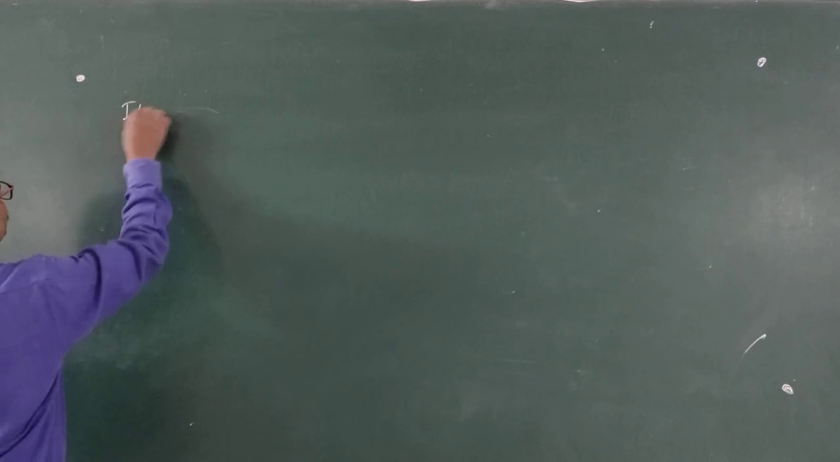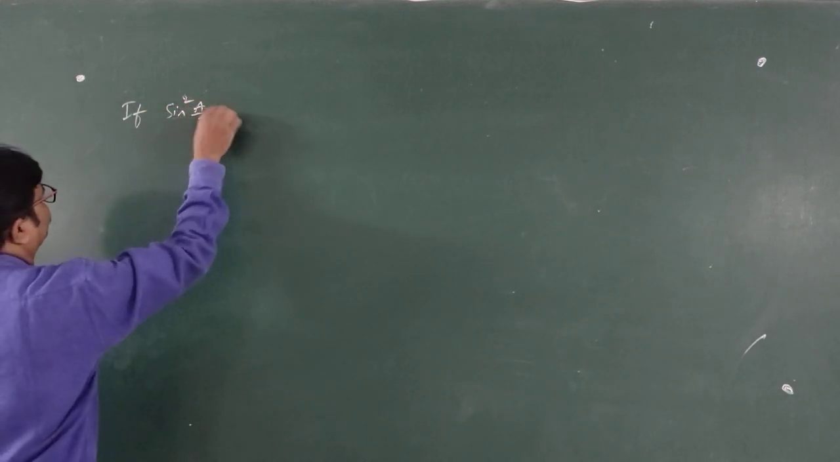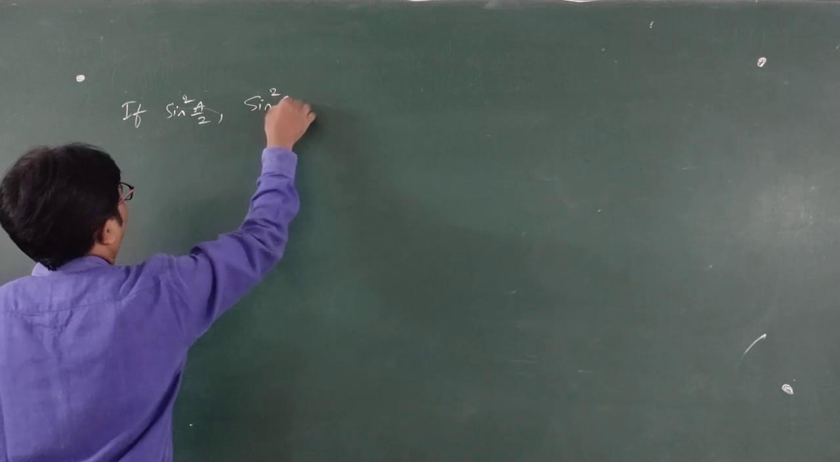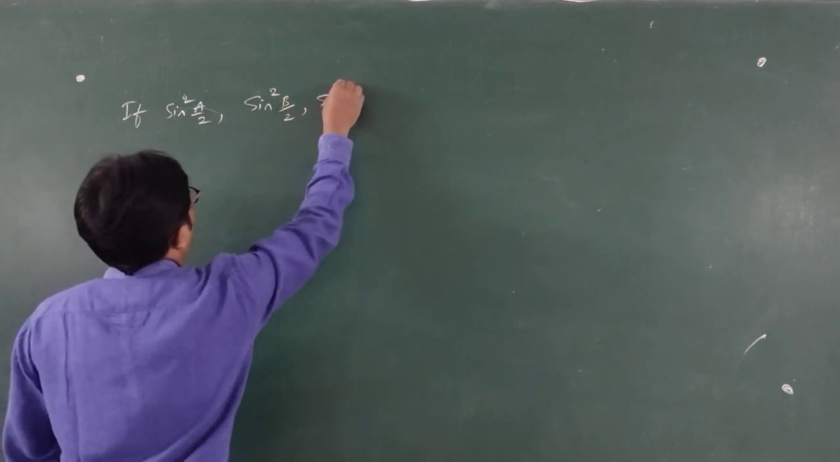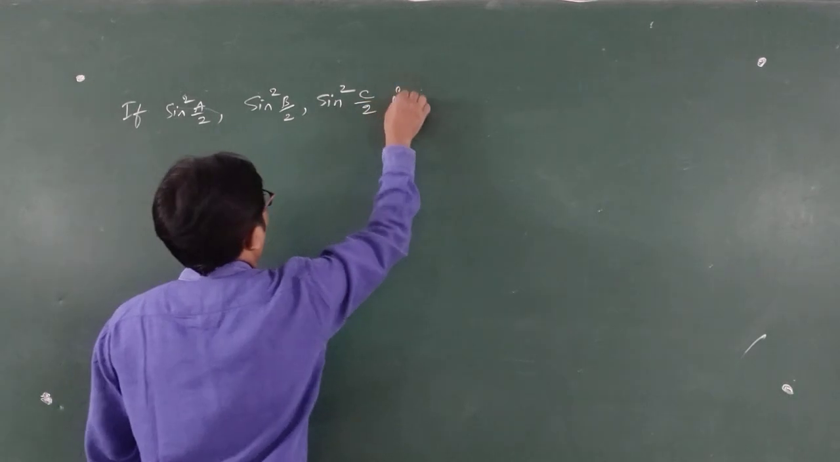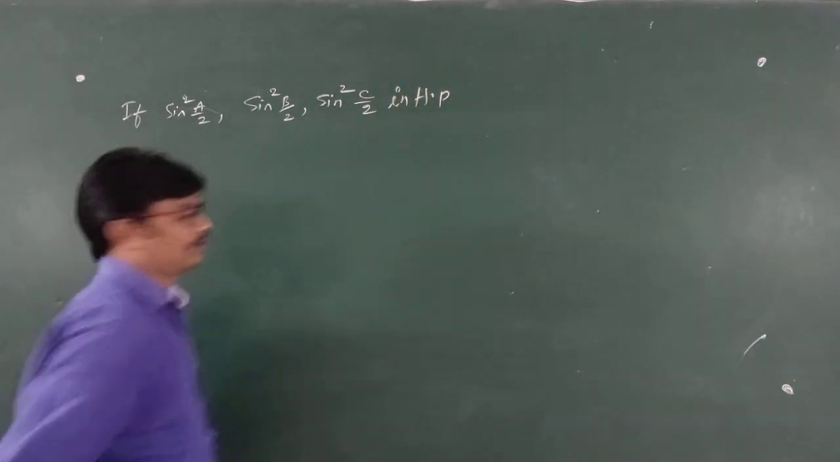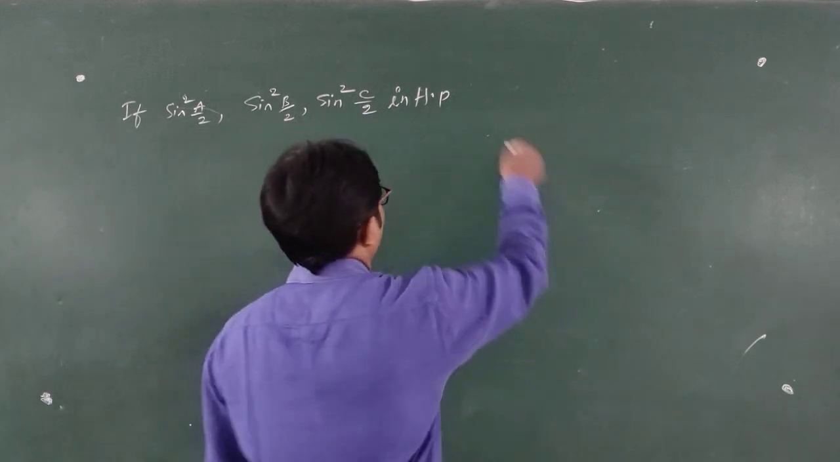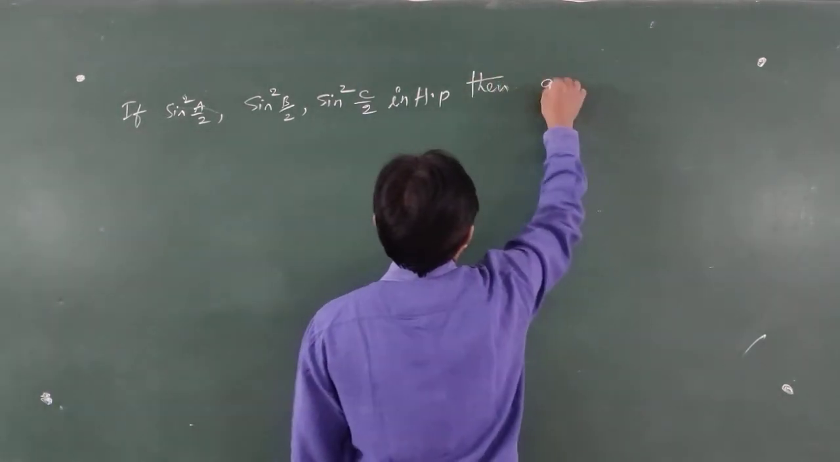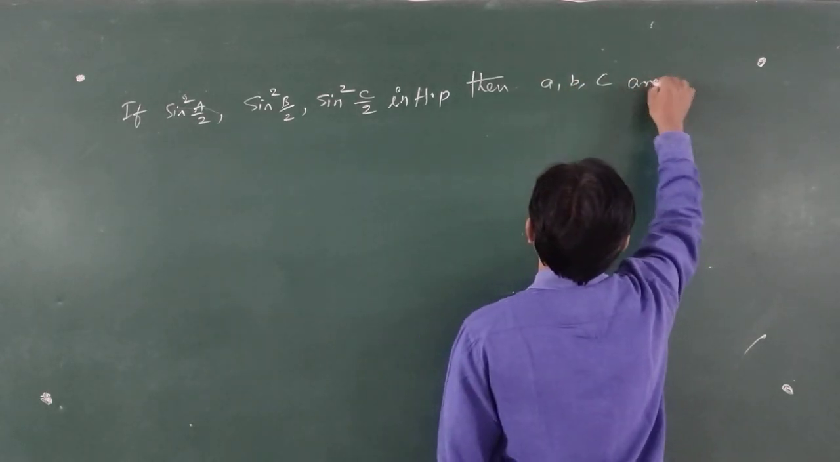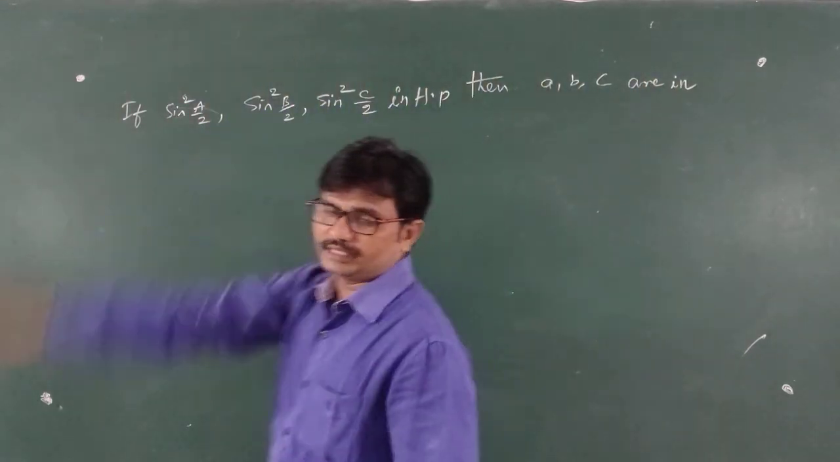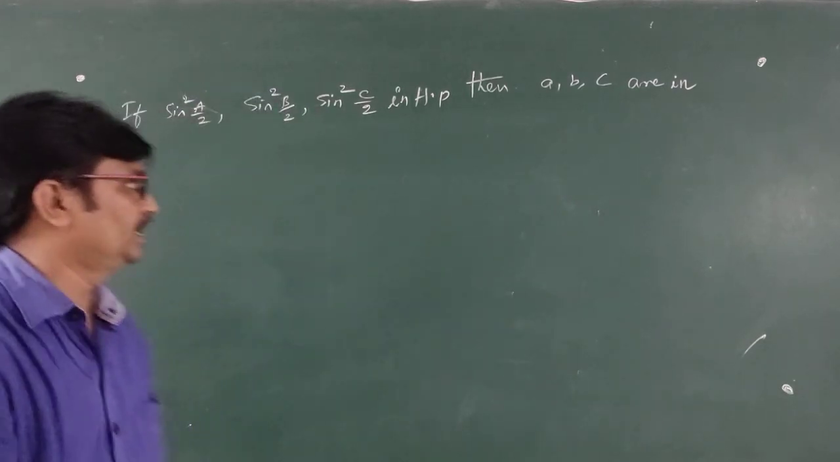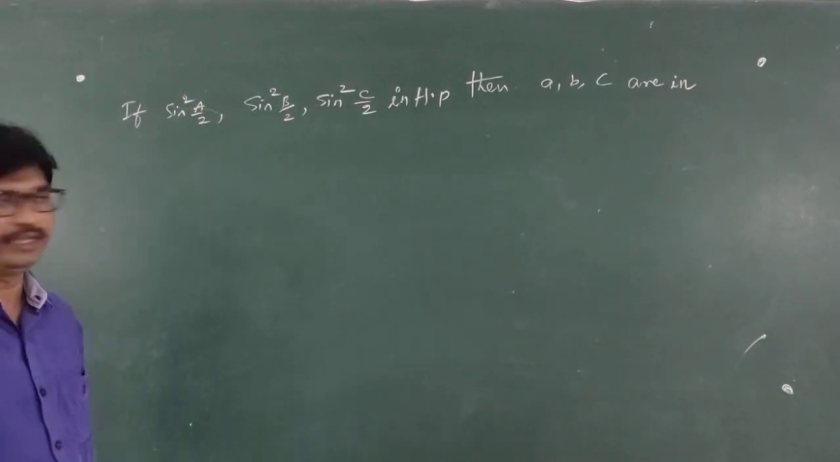If sin²(A/2), sin²(B/2), sin²(C/2) are in harmonic progression, then a, b, c are in harmonic progression. We have to know that a, b, c are in HP.